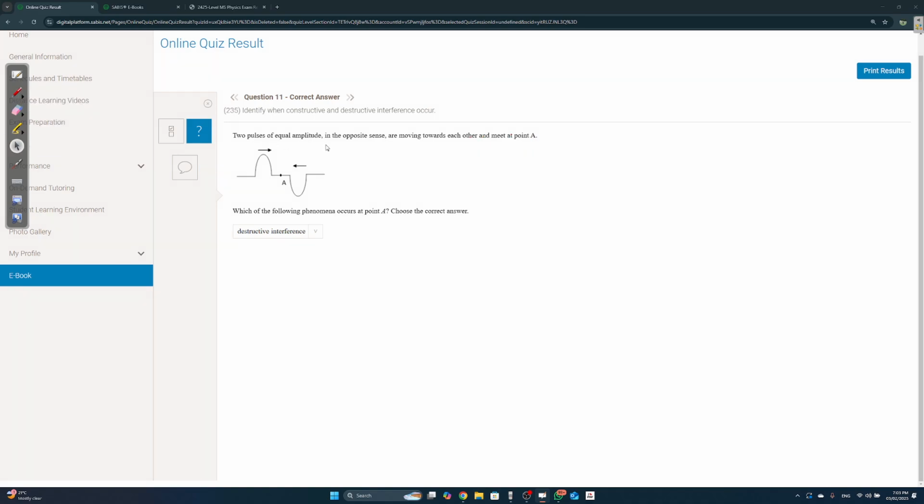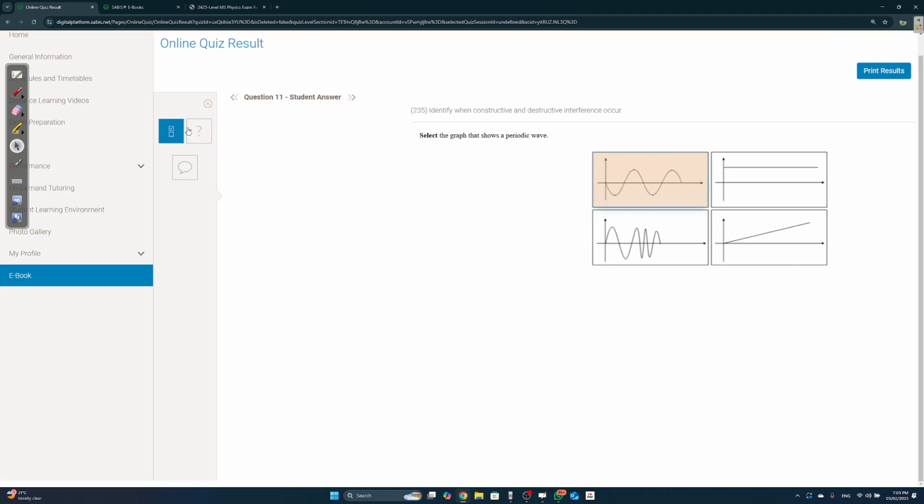Two pulses of equal amplitude in the opposite sense are moving towards each other and meet at point A. Obviously, they're going to cancel out. What is this called? Destructive interference. Interference can either be destructive, as in they destroy each other, or constructive, as in they add up. They construct a bigger and larger wave.